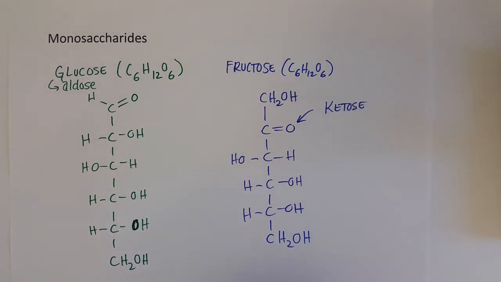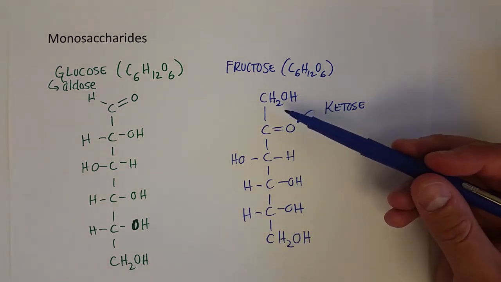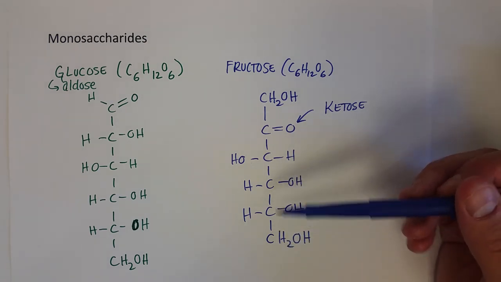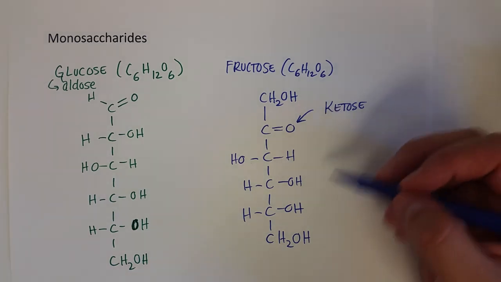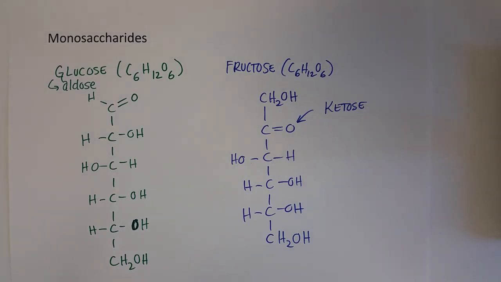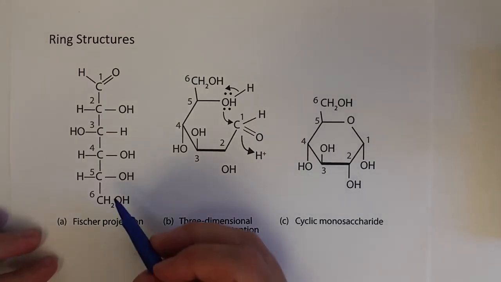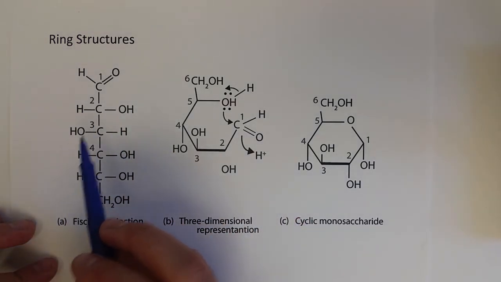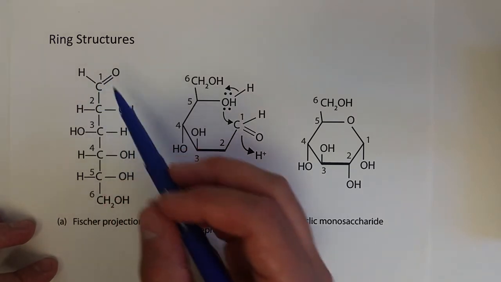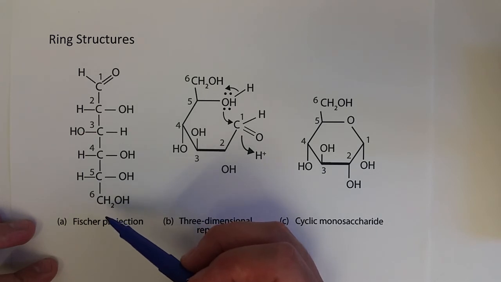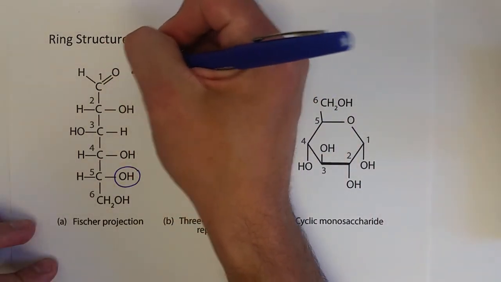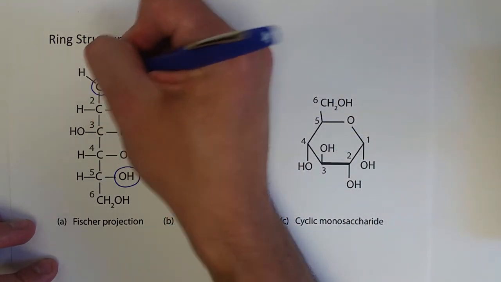Now, these are one way that we can show the structural formula of monosaccharides, whether it be glucose or fructose. But it turns out that in aqueous solutions, these monosaccharides don't stay in this straight chain configuration. They actually turn and fold in on themselves to form a ring structure. And we can see that process here. Here is glucose, the aldehyde, in its straight chain form. The OH group on the fifth carbon will form a bond with the first carbon here.